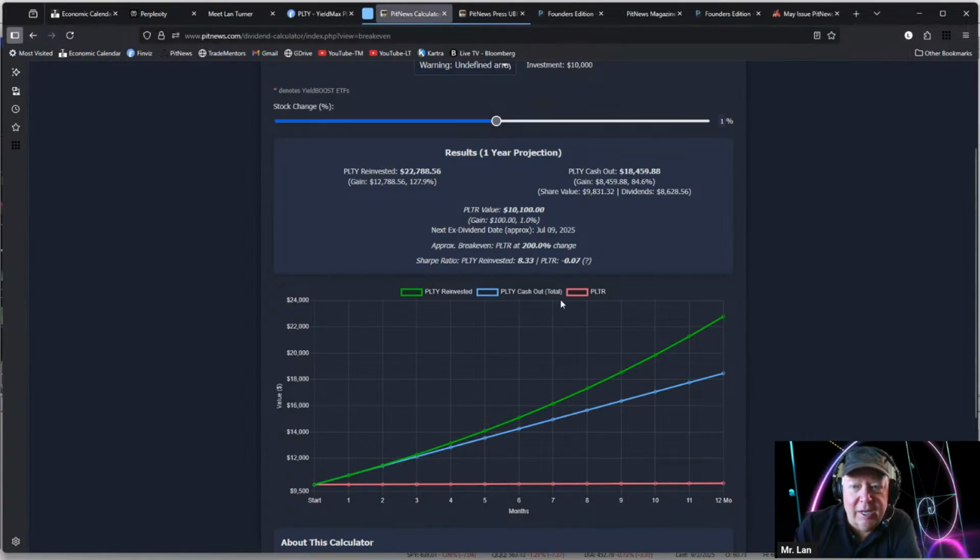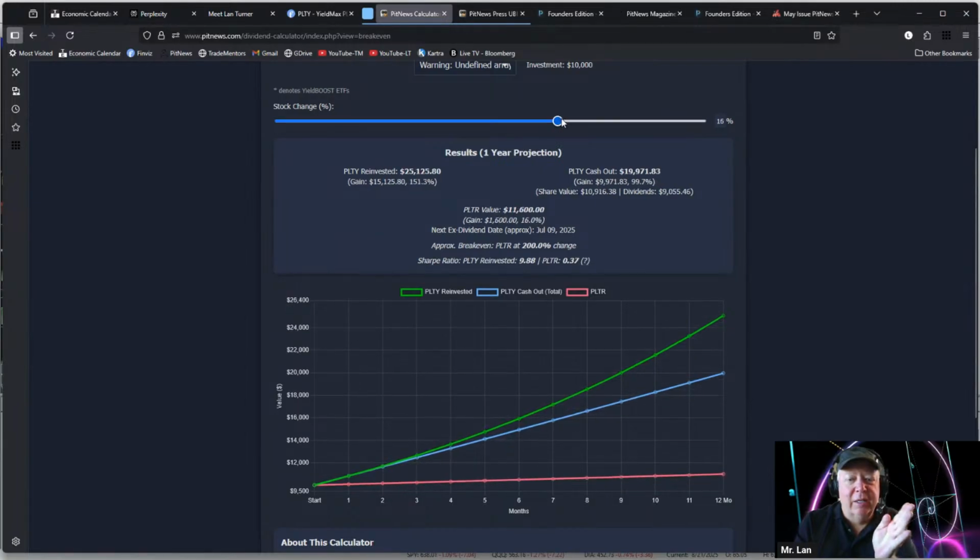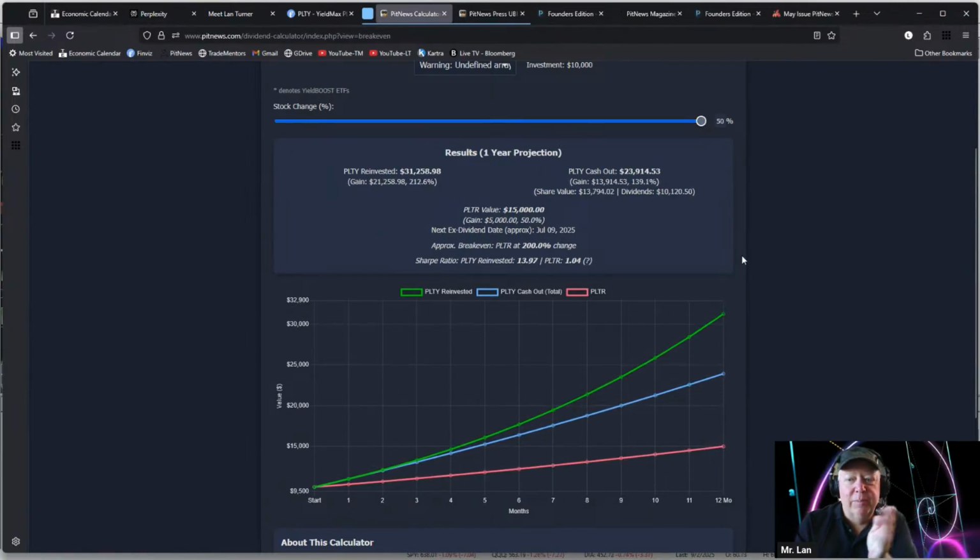So if PLTR makes nothing from the start to the end, 12 months, makes absolutely nothing across a straight board, well, PLTY will still make a bunch of money. Why? Because of the dividends. And let's say that PLTR makes 50%. Well, PLTY is going to make that 50% plus the dividends. So the reinvested is the green line, the purple line, the blue line is here.